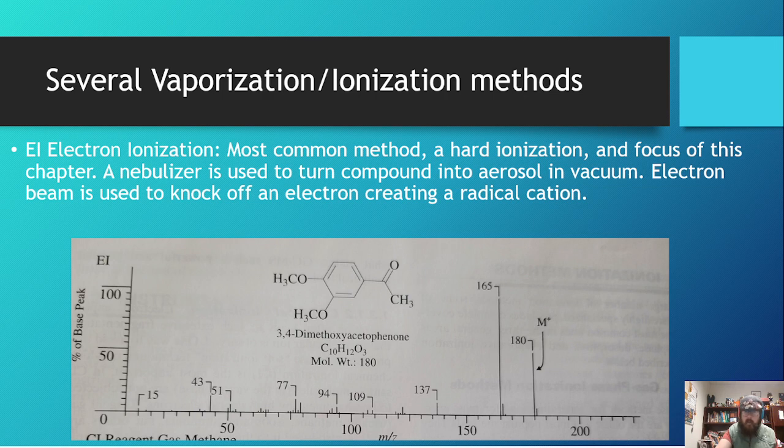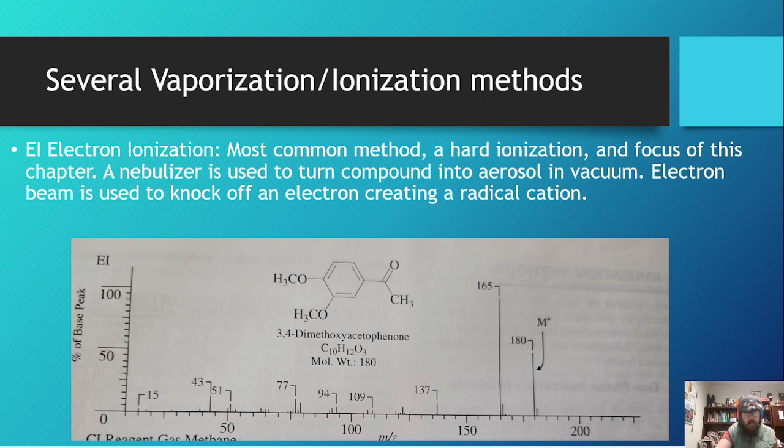Then, why it's called electron ionization or electron impact: we use an electron beam to essentially shoot it, like a sniper rifle that shoots an electron and knocks an electron off of the molecule, creating a radical cation.